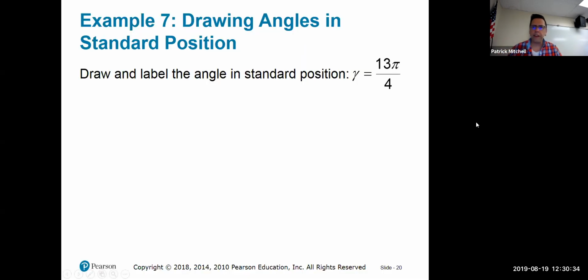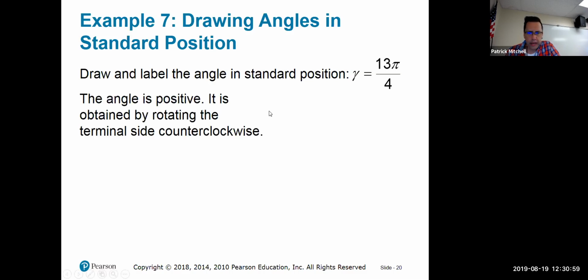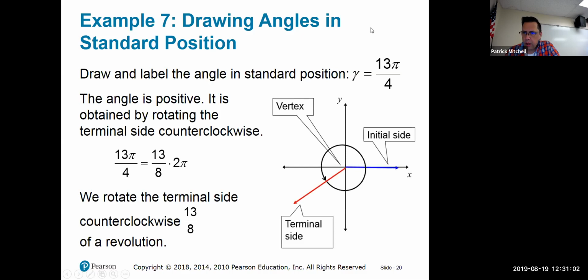All right, one more example of drawing angles in standard position. They want me to draw and label the angle gamma equals 13 pi over 4. Hopefully by now you've got a decent handle on where pi over 4 is. Pi over 4 is 45 degrees. So you would start with a 45-degree angle and then count 13 going counterclockwise, right? So what would that look like?